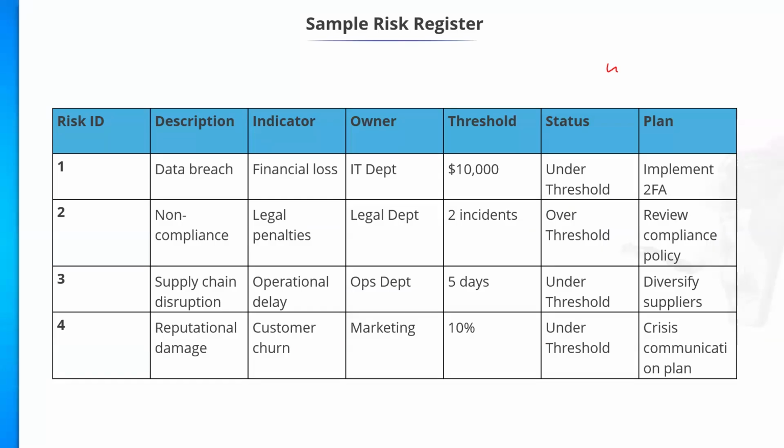A simple risk register: data breach, indicator is financial loss. Who is the owner? IT department. The threshold is $10,000. If it goes above it, immediate action has to be taken. Status as of now, under threshold. Plan is to implement two-factor authentication. Non-compliance, indicator, legal penalties. Who is the owner? Legal department. Threshold, 2 incidents. Right now, it is over threshold. Review compliance policy. Supply chain disruption, operational delay, ops department, threshold is 5 days. As of now, it's under threshold, and plan is diversified suppliers.